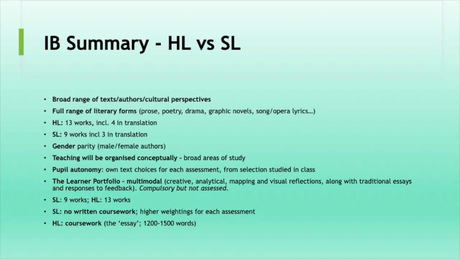So just to summarize the difference between higher and standard level, because I get the most questions in terms of sixth form English, these are the questions I get the most often. So both of them have a broad range of texts, authors and cultural perspectives. They both engage with a full range of literary forms. So prose, poetry, drama, graphic novels, song and opera lyrics, really, really wide. You won't get that in any other English course. At higher level, 13 works, including 4 in translation. At standard level, 9 works, including 3 in translation.